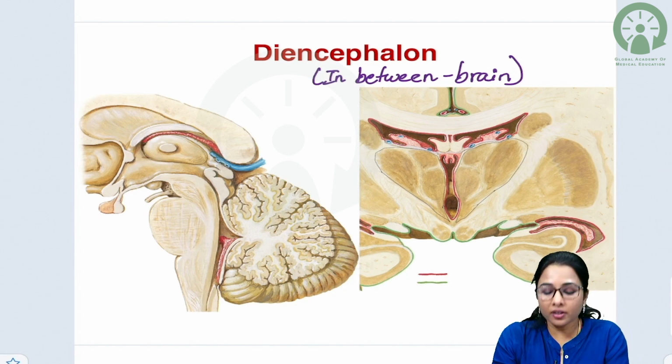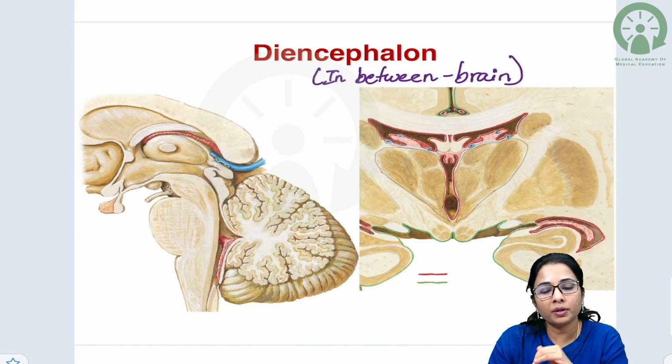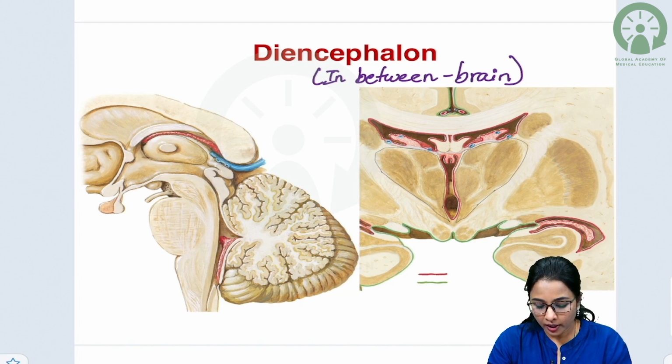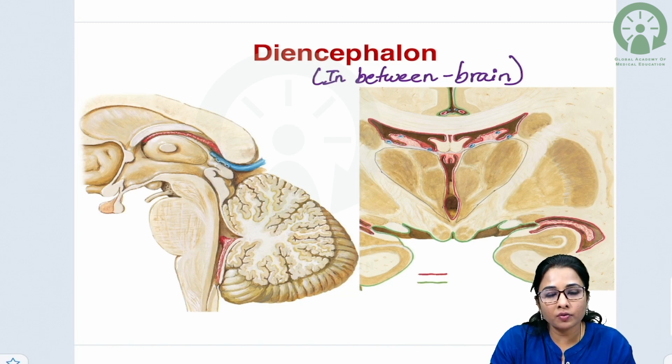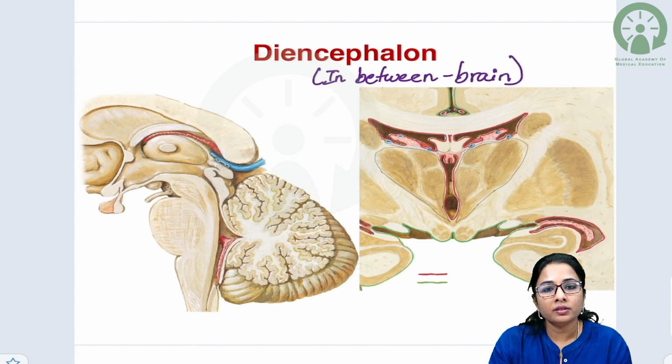The literal meaning of diencephalon is "in between brain" because it connects the telencephalon with the midbrain. So it is a part of the forebrain. The forebrain has two parts, telencephalon and diencephalon. The diencephalon is the submerged part of the brain which continues down as the midbrain, whereas the telencephalon is most evolved in humans, which forms the sulci and gyri of the human brain.